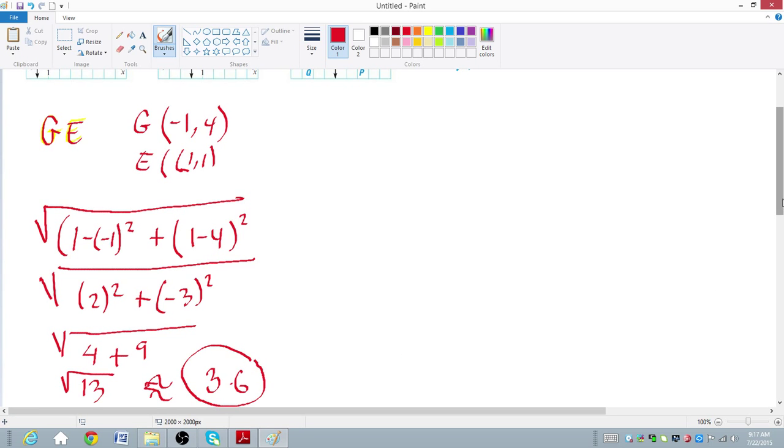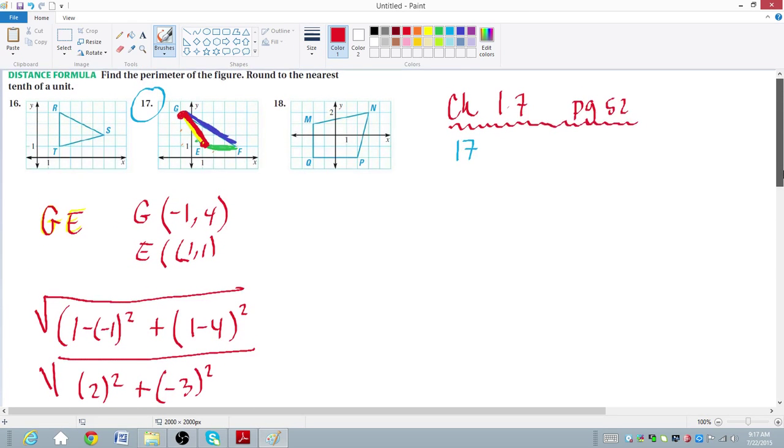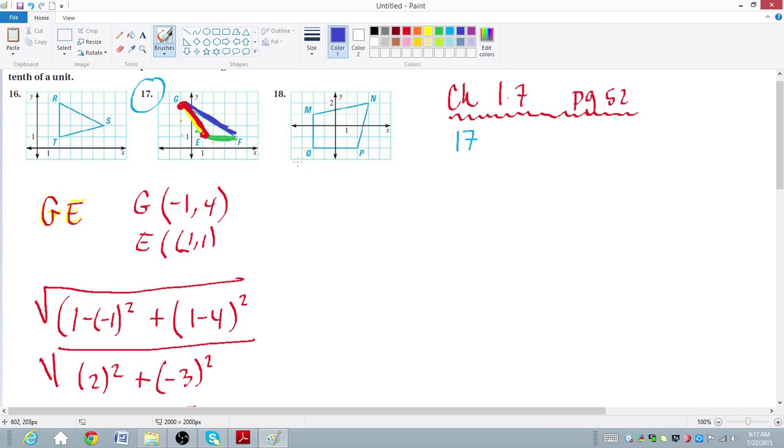Now I need to figure out what the blue line is. The blue line is line GF. And it's a segment, right? So I'll put up here GF. I need point G and point F. Well, I know point G is -1, 4, and what is point F here? Point F is 1, 2, 3, 4, so 4, 1. X is 4, Y is 1.